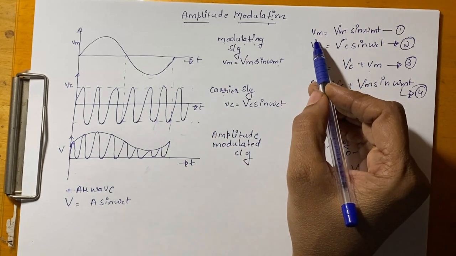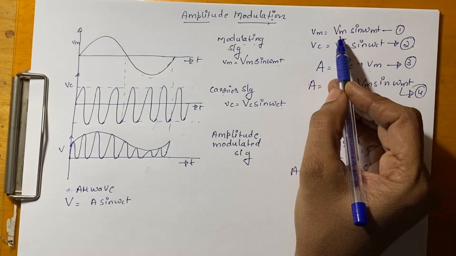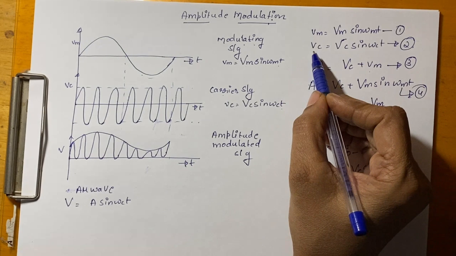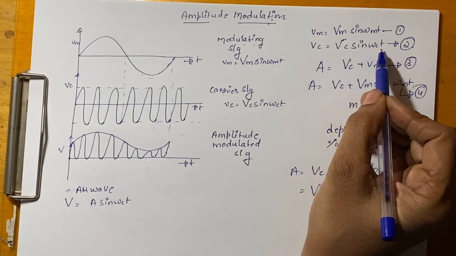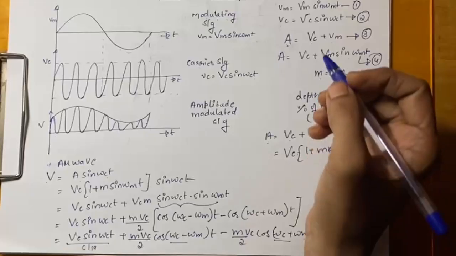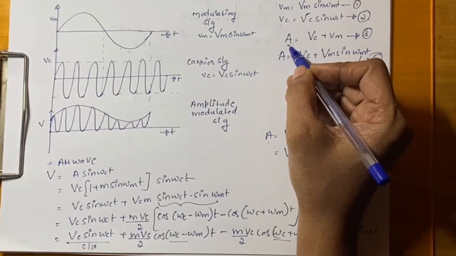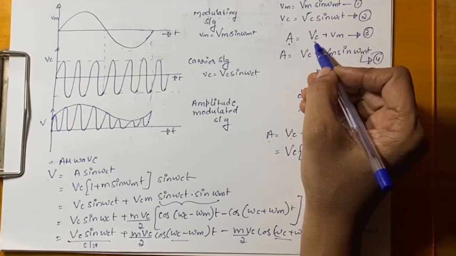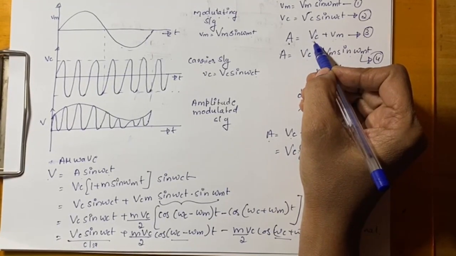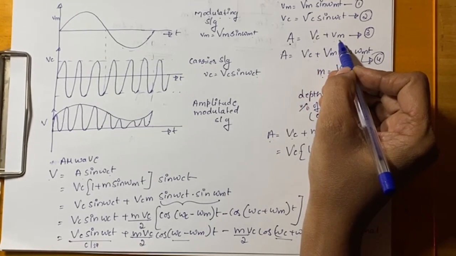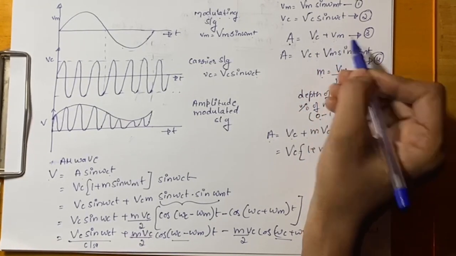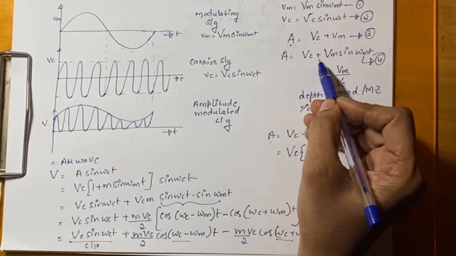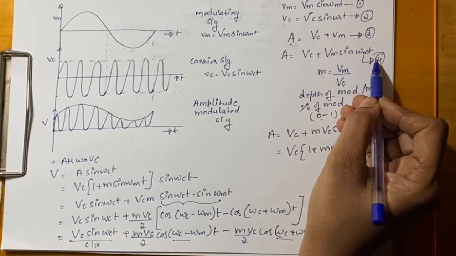Now we can represent the modulating signal as Vm equals Vm sine omega mt, name it equation 1. Carrier signal Vc equals Vc sine omega ct, name it equation 2. Now writing the equation for the amplitude of an AM voltage, A equals Vc plus Vm, where Vc is the maximum amplitude of the carrier signal and Vm is the instantaneous voltage of the modulating signal. Substituting the value of Vm in this equation, A equals Vc plus Vm sine omega mt.